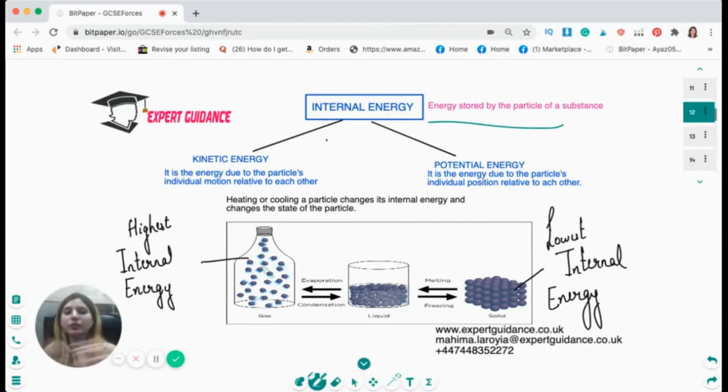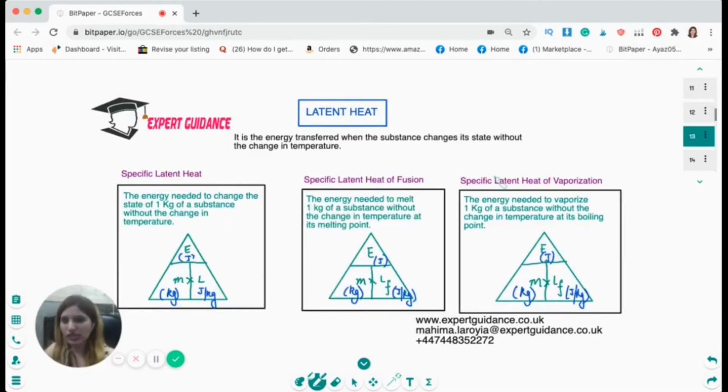Now, heating or cooling a substance changes its internal energy and changes the state of the particles. Now, if you talk about the solid, in solid, the particles are not moving much. They have very low kinetic energy, so they have the lowest internal energy. On the other hand, the gases will have the highest internal energy. And when we convert a solid to a liquid and a liquid to a gas, their internal energy will also change because naturally their kinetic energy is changing.